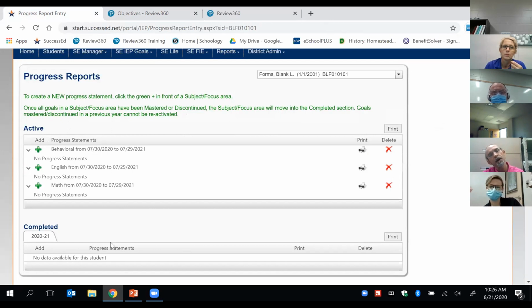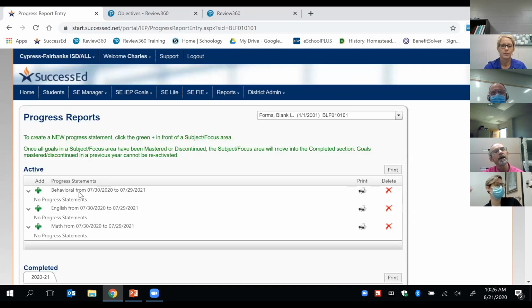The old stuff is at the bottom, and the DIAC has locked it. You're not going to be able to import anything into Review 360 until it's been locked in Success Ed, and all of that information in the progress report section is sitting out here in the active tab.